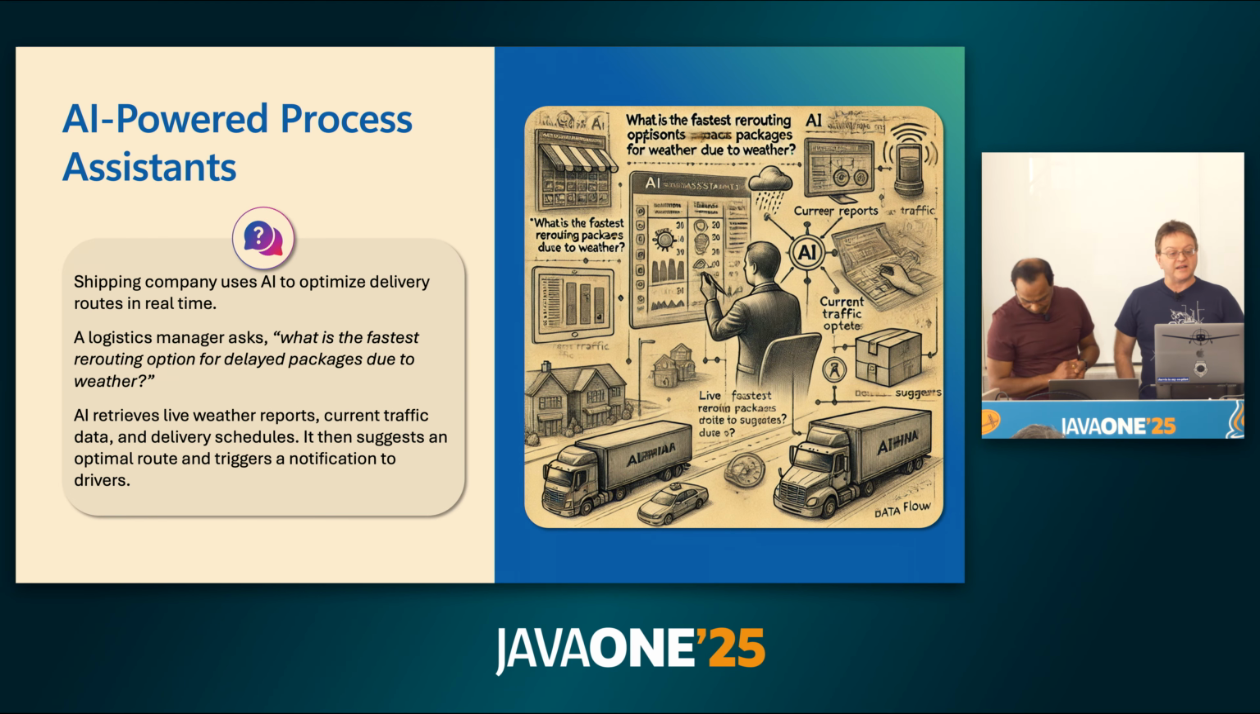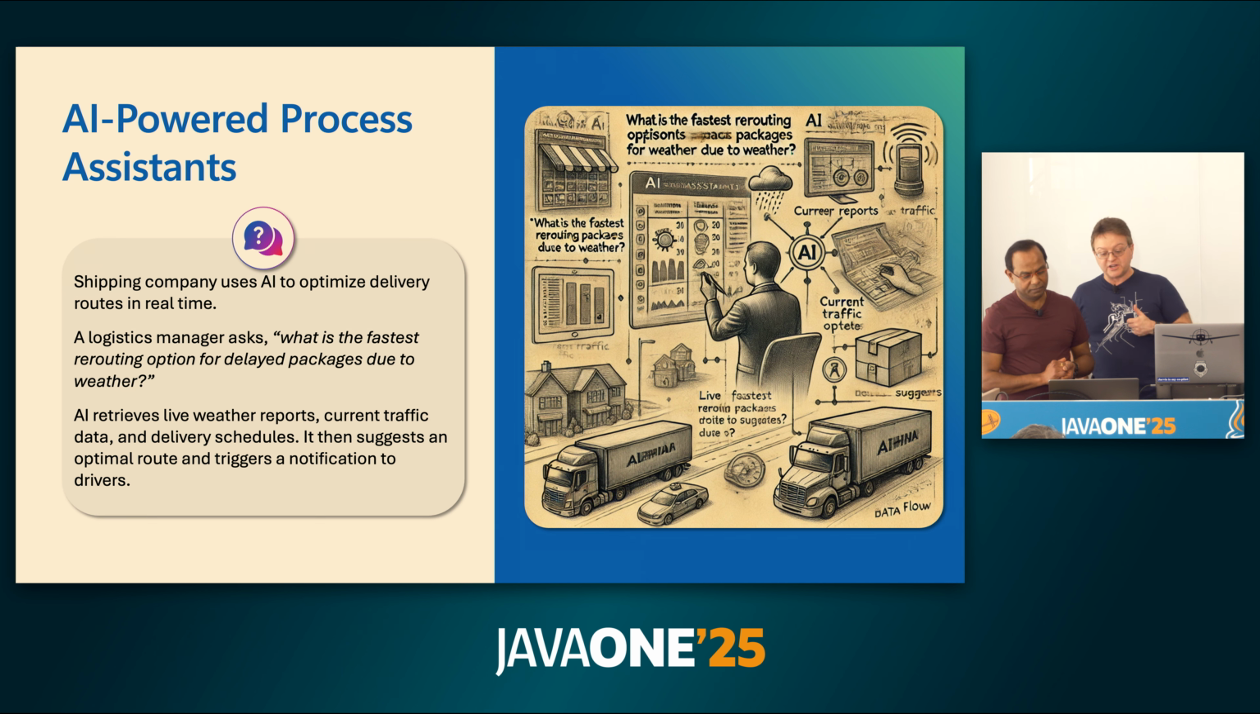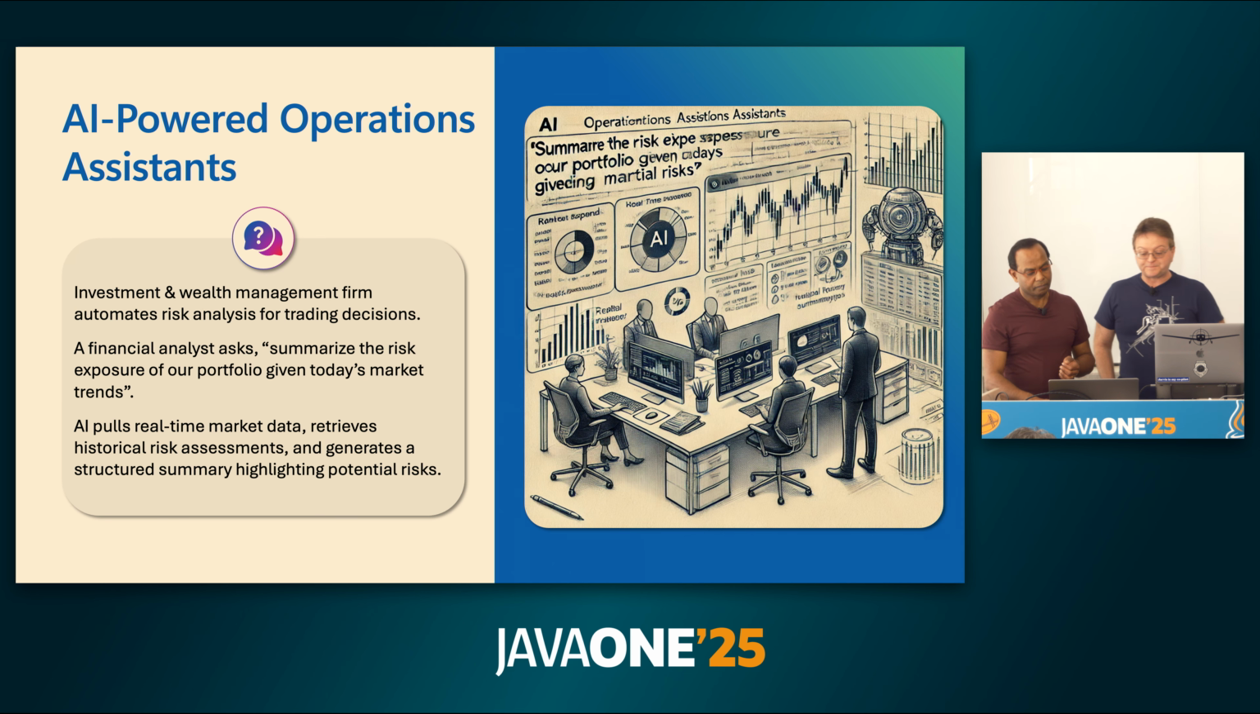AI-powered process assistants enable the automation of complex logistics, supply chain, and inventory processes by retrieving real-time data and executing business functions. For example, imagine FedEx or UPS or DHL using AI to optimize delivery routes in real time. A logistics manager might ask, what is the fastest rerouting option for delayed packages due to weather? AI retrieves live weather reports, current traffic data, and delivery schedules, and then suggests an optimal route and triggers a notification to drivers. This reduces delays and optimizes delivery efficiency while enhancing customer satisfaction with more accurate ETAs.